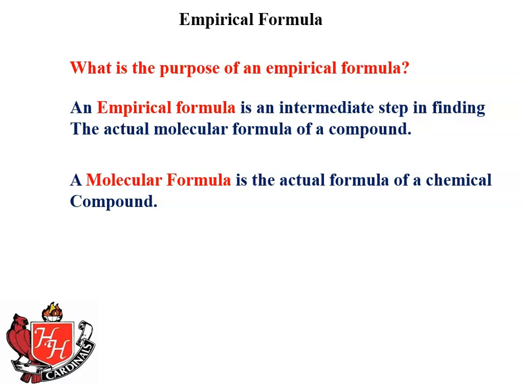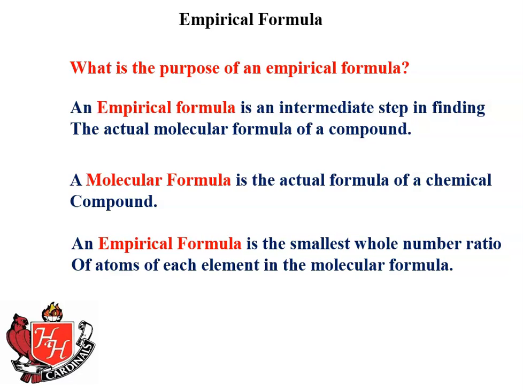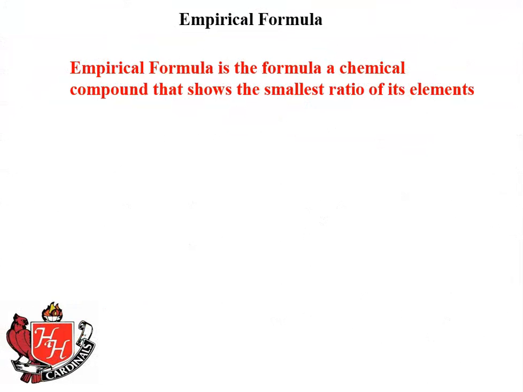So a molecular formula is the actual formula of a chemical compound. An empirical formula is the smallest whole number ratio of atoms of each element in a molecular formula. So again, CH2 would be the empirical formula of the actual molecular formula for ethylene, which is C2H4. CH2, C2H4. So they're the same ratio of carbons to hydrogens. All right, empirical formula is the formula of a chemical compound that shows the smallest ratio of its elements.